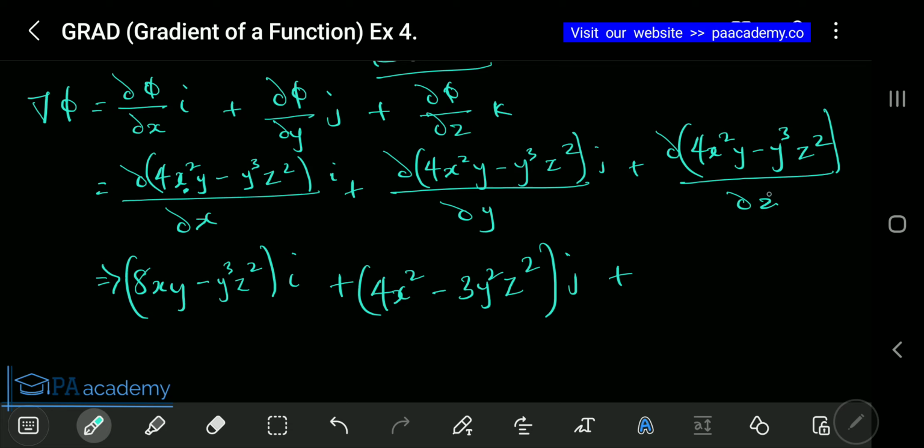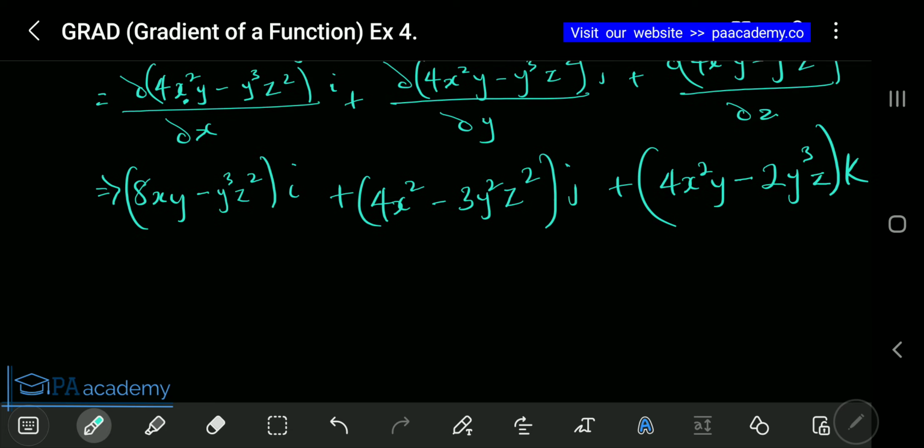Then plus, let's look for the partial differentiation of this with respect to z. This will be 4x squared y. Right here, there's no z, so we can just rewrite what is there. Minus, if you differentiate z squared, that will be 2z. Use it to multiply what is there, so you're having minus 2y cubed z. And then all in brackets, and then we have our k.